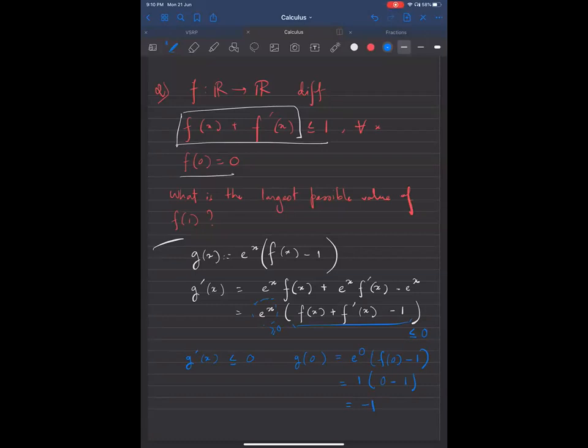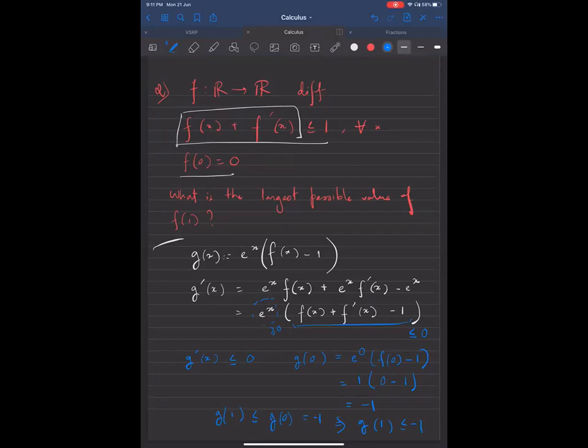So now g(0) is minus 1 and g prime of x is less than or equal to 0. So what can we say about g(1)? It is less than or equal to g(0). g(0) is minus 1, so g(1) is also less than or equal to 0.